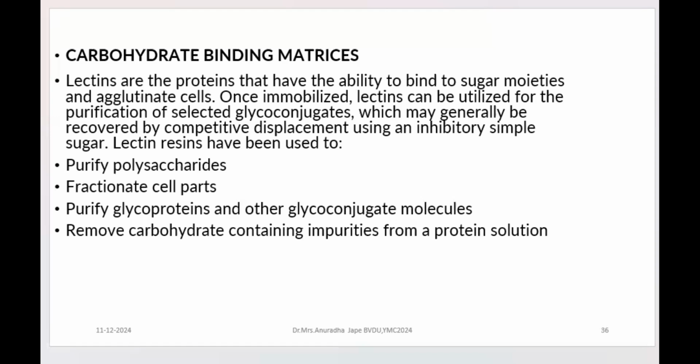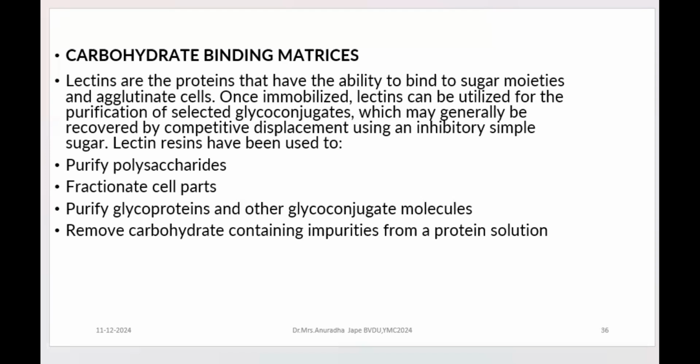So for competitive displacement, another sugar which has more interaction with the lectin is to be used, so that your analyte glycoconjugate or glycoprotein that you are interested in, which was bound to the lectin ligand, will get separated from it and will be eluted. So you can purify that.